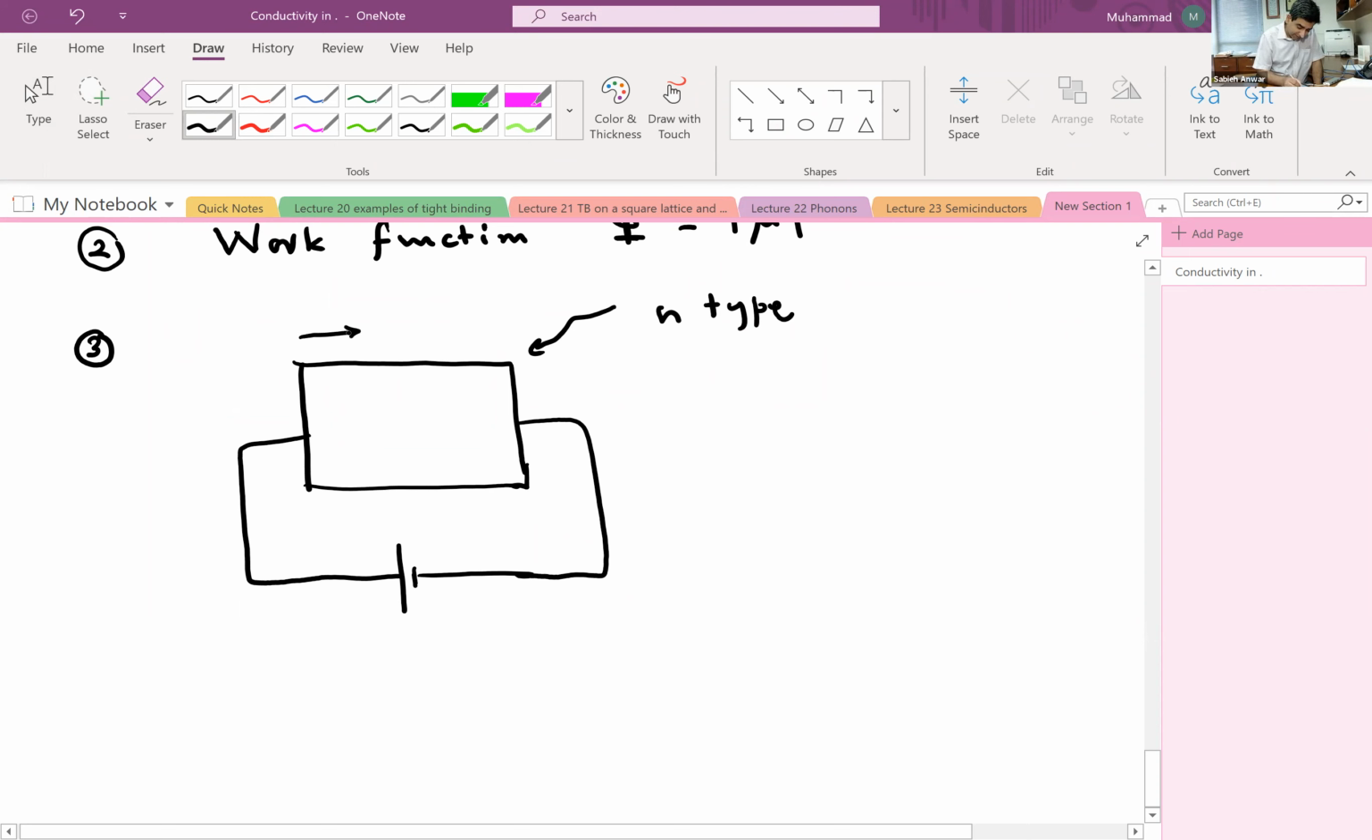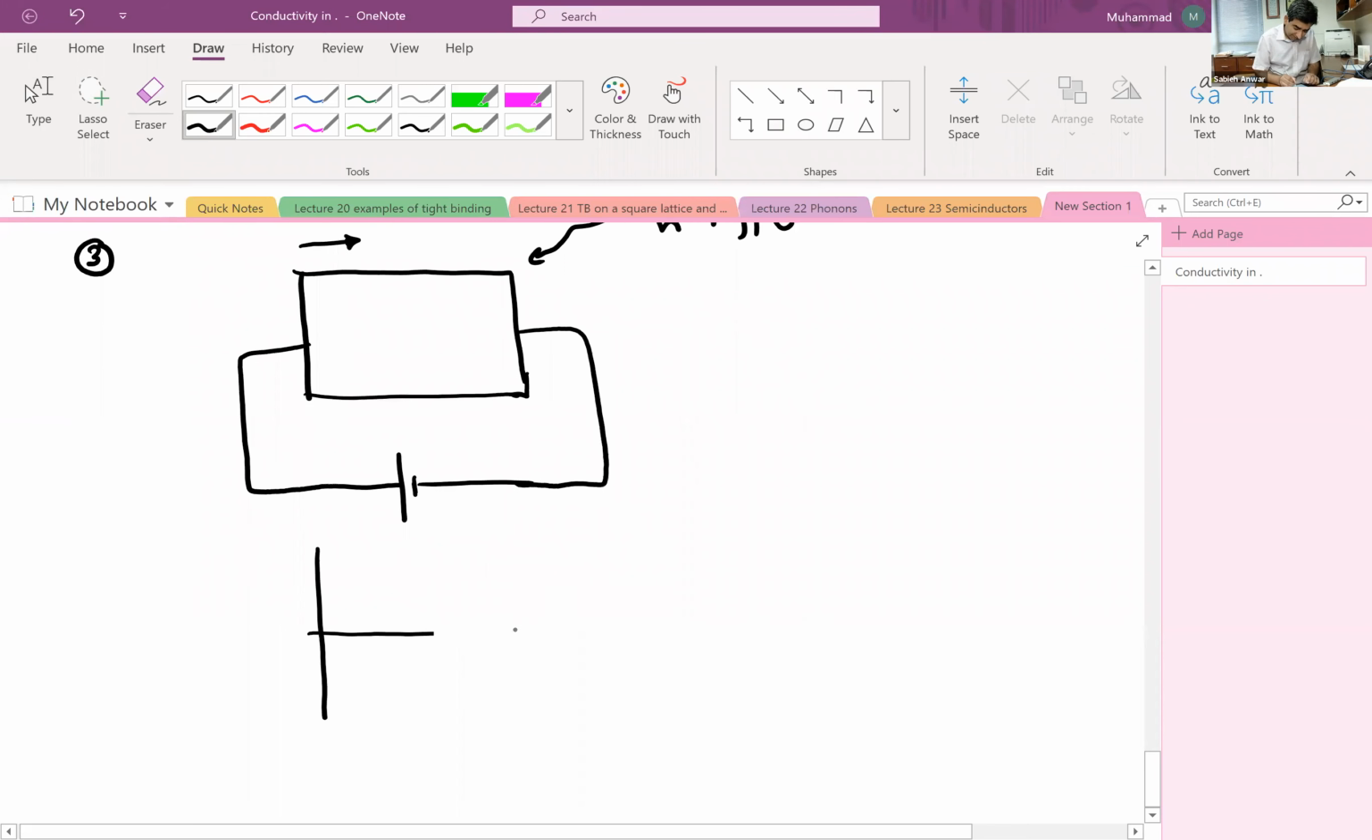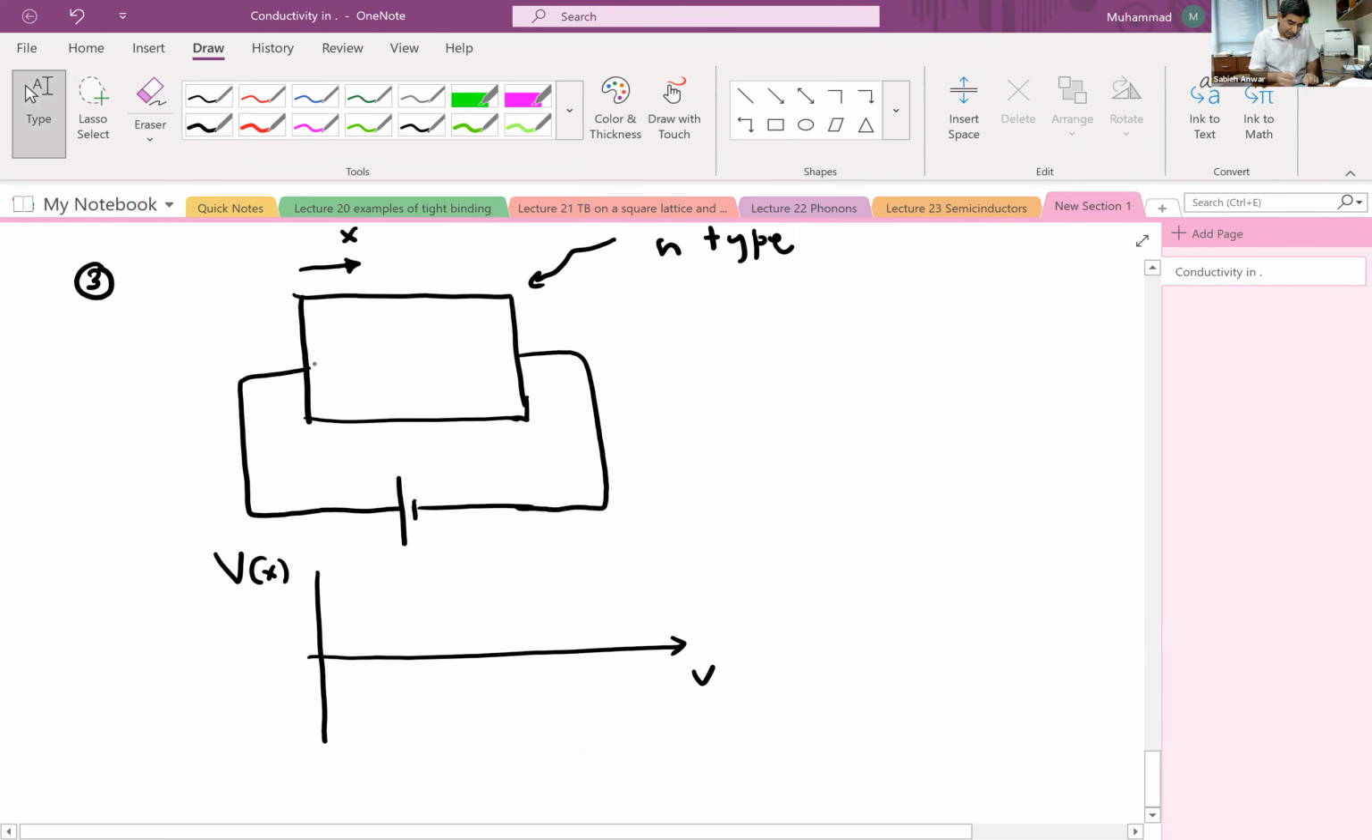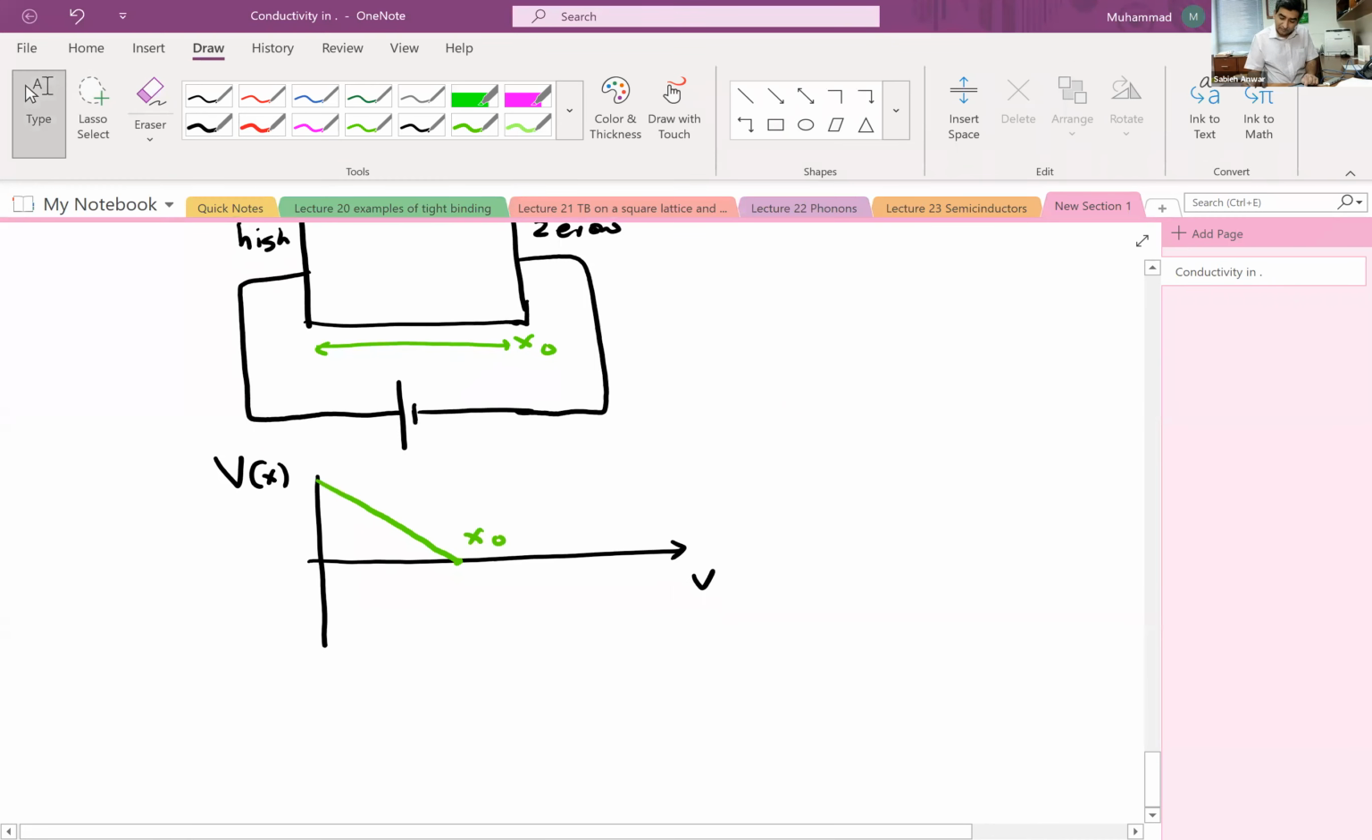So if this is my variable X, I could plot the potential. If I plot the potential, this you learn from your electricity and magnetism course, the potential is high here. It goes to 0 here. So it goes like this. So this is X naught. Right? Is that correct? So this is the electric potential.